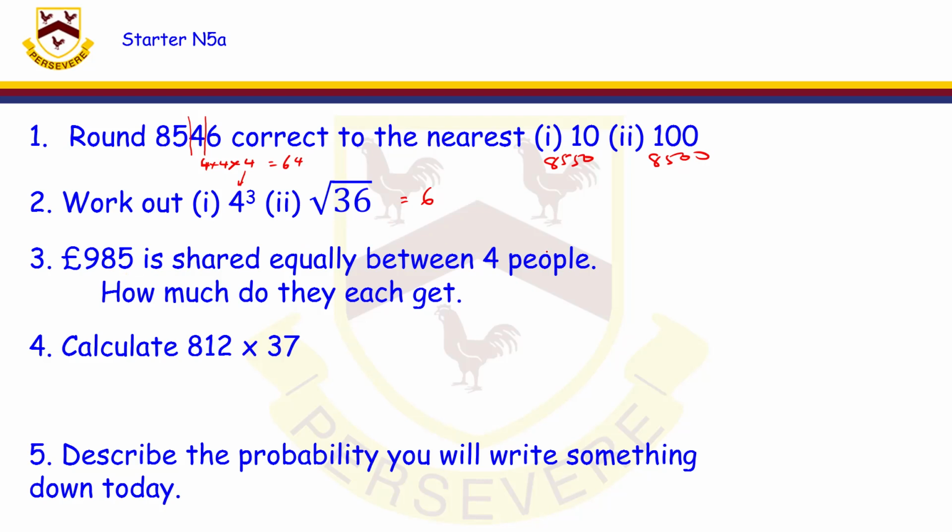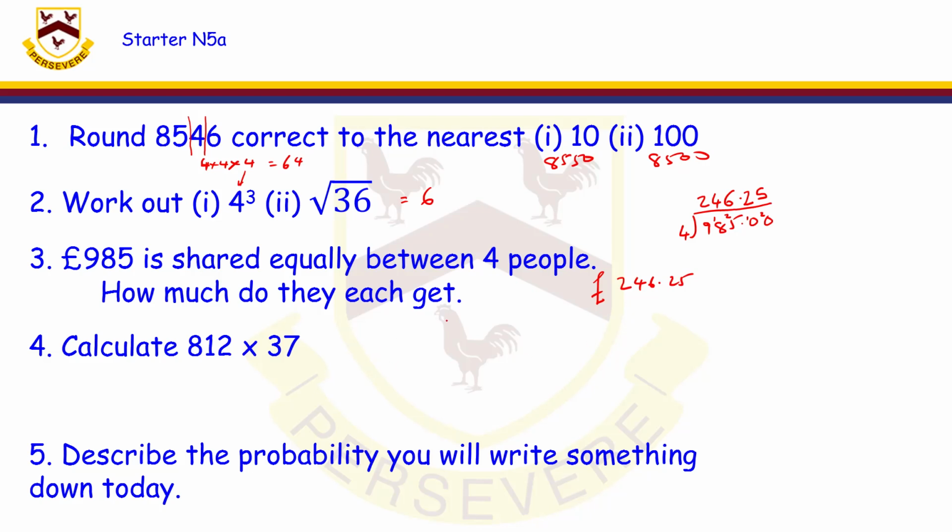9,805 pounds is shared equally between 4 people. How much do they each get? Well, I can't do that one in my head, so I'm going to use bus stop or bus shelter. 985 divided by 4. 4 goes into 9 2 times, remainder 1. Into 18, 4 times, remainder 2. Into 25, 6 times, remainder 1, which is 24. So we carry the 1 into 10, don't forget a decimal there. 2 times, remainder 2, and into 20 5 times. So they each get £246 and 25 pence.